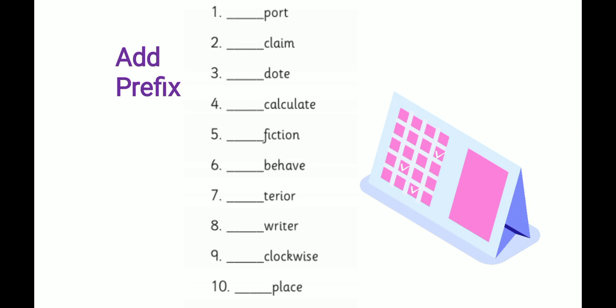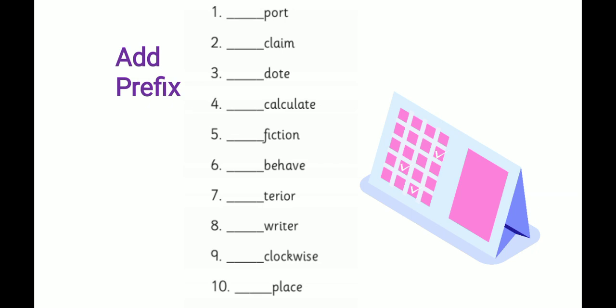Next, we will add a prefix before these root words. What can be the possible answer? Think. Before port, yes, we can add pass. It will become passport. We can add im, and the new word will become import. If we add ex, so many. See, we can apply so many prefixes here.